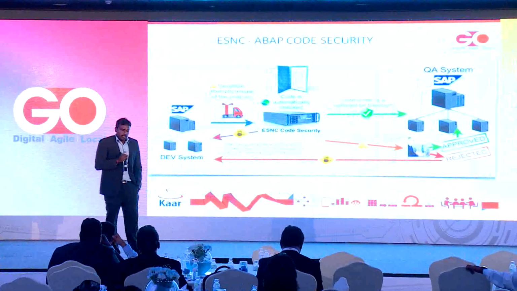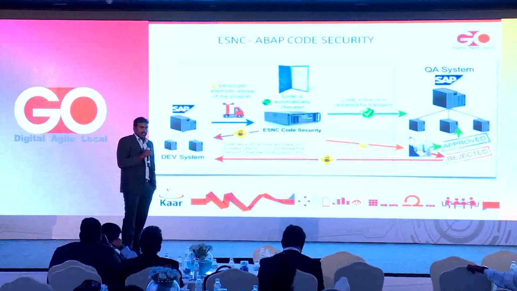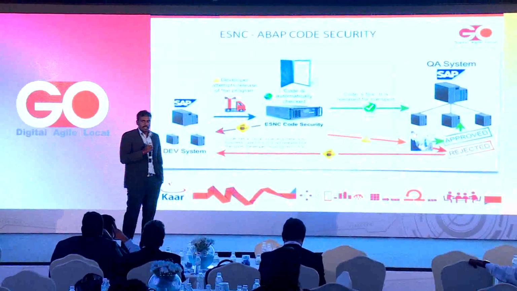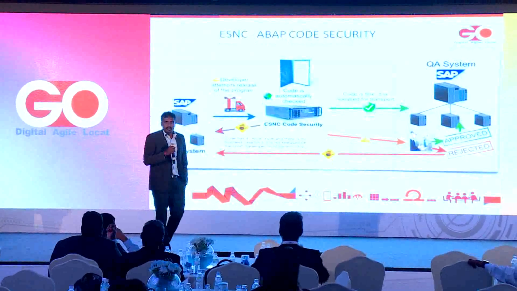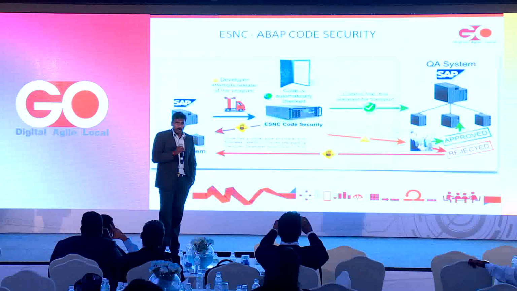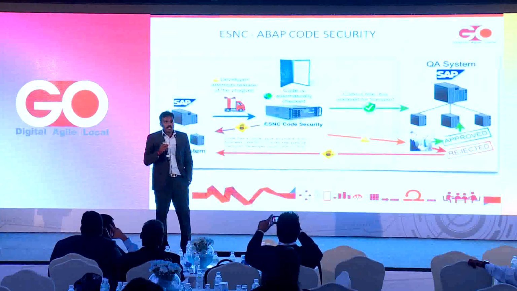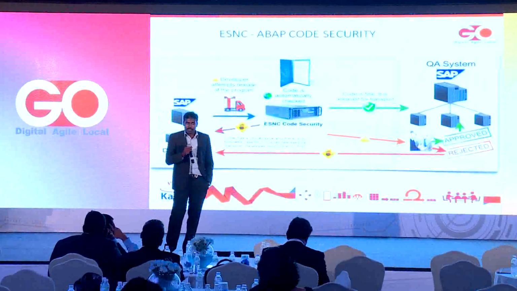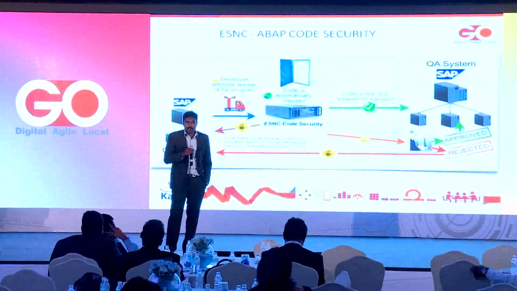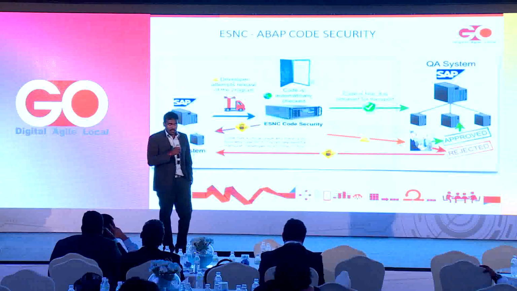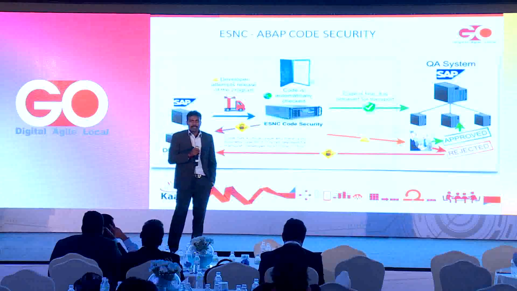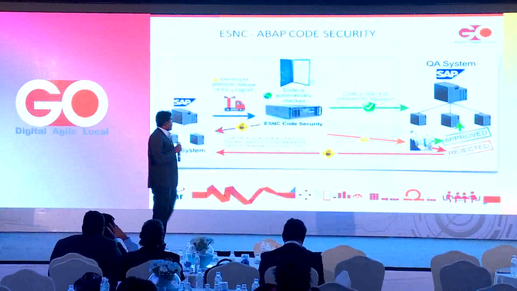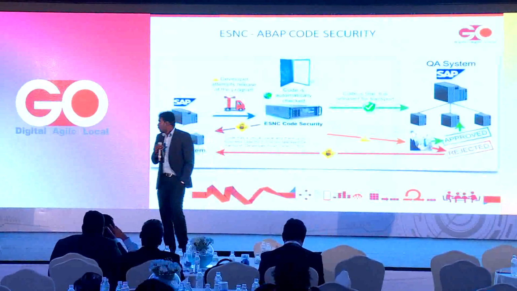And the third one, there is also a possibility in which we could use the same code rules across all the landscape. It doesn't matter if it is a CRM or ECC system. It is not only applicable for an ECC landscape. We could change the customizing in a fraction of minutes to apply these rules for any other systems like BW landscape, CRM landscape, or portal landscape, whatever it may be. And this way, the ESNC ABAP code security plays a major role. Any other things you need to add?